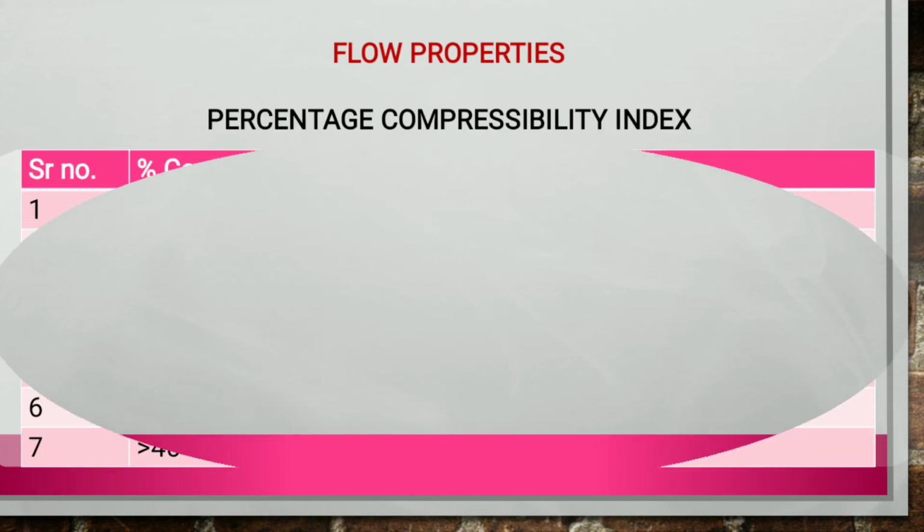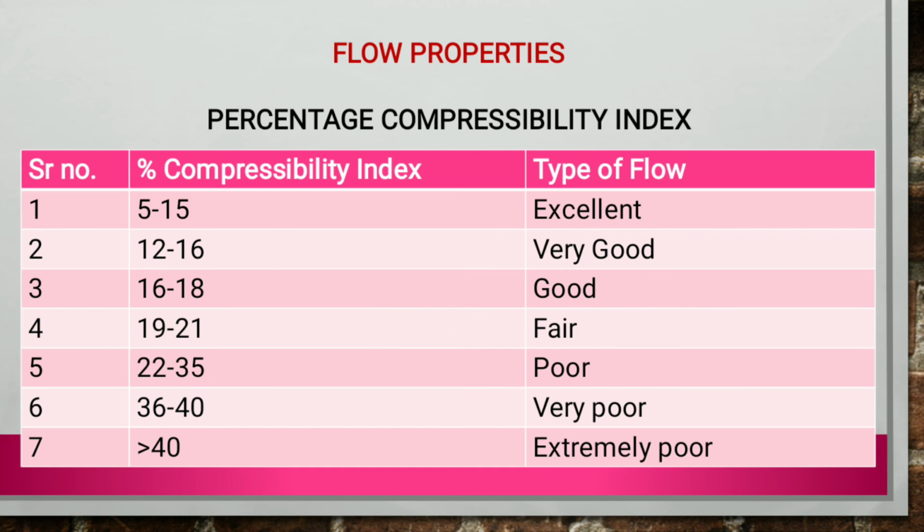You can see this table indicates percent compressibility index. If the percent obtained is between 5 to 15, it offers excellent flow. If 12 to 16, then very good. 16 to 18, it offers good flow. Then 19 to 21, fair flow. 22 to 35, poor flow. 36 to 40, very poor flow. And if the percent you get is above 40, it indicates extremely poor flow.